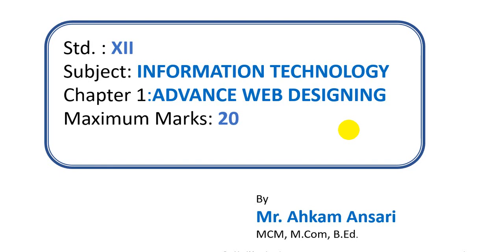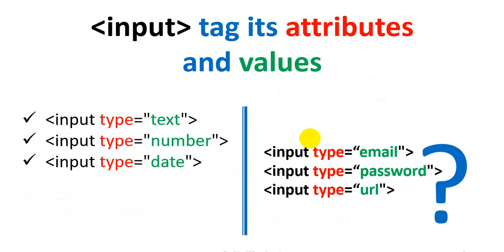So students, we started with the basic input tag and its attributes. Now gradually we are moving towards some advanced attributes of the input tag. So let's have a recap of what we learned in the last lectures. First, we started with input type and its attributes. Then we saw some input types, that is input type equal to text. We have seen what input type equal to text is.